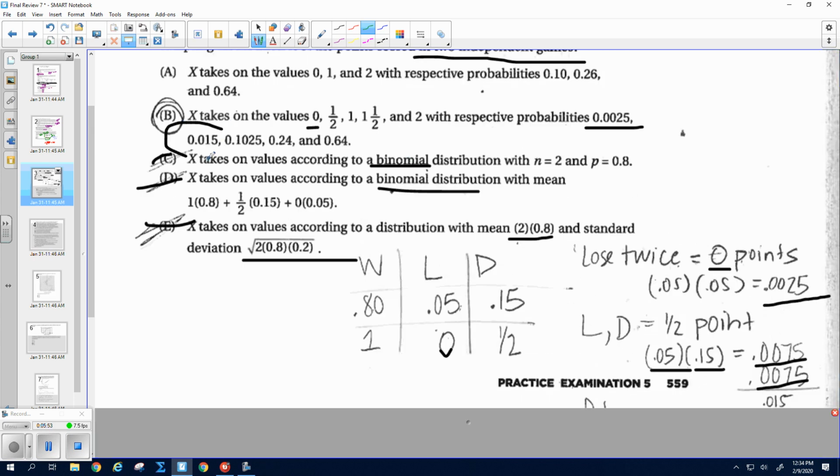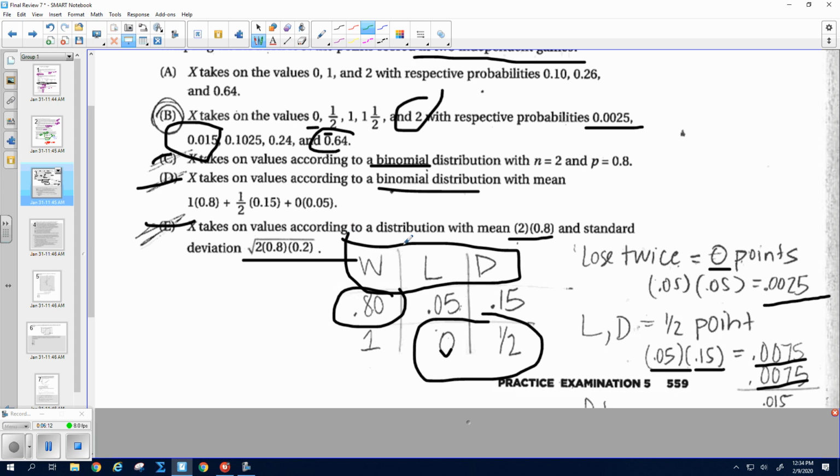That's that probability. And again, this gives me a half point if I lose and then I draw in either order. So that would be the next one. Okay, all the way up to a max of 2 points, which we could get by doing 0.8 times 0.8, which gives us this 0.64. So it's B, every combination of all 3 of these.